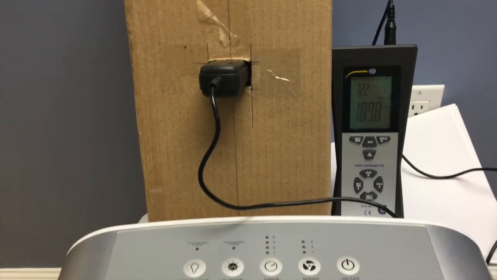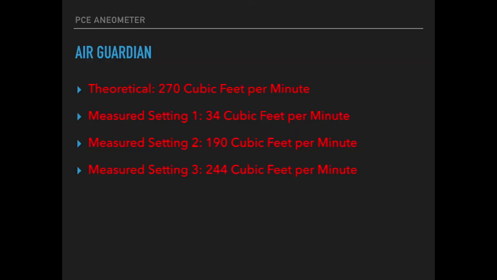Nonetheless, the Germ Guardian doesn't quite live up to its theoretical max, which is about 270 cubic feet per minute based on the data that was provided by the company, but this setup is likely underestimating the actual cubic feet per minute. So this is definitely within the ballpark, and this is a summary of the measurements that we performed on this device.